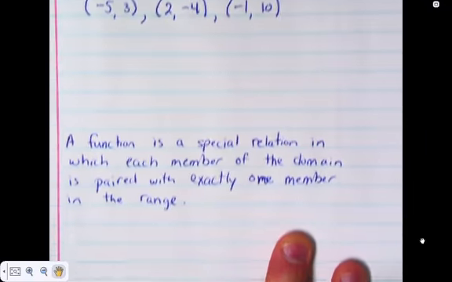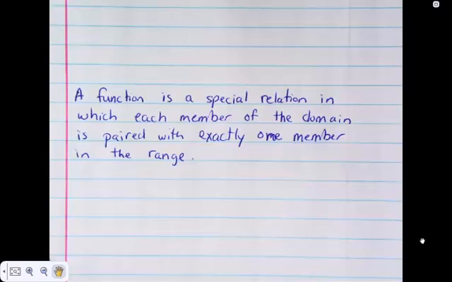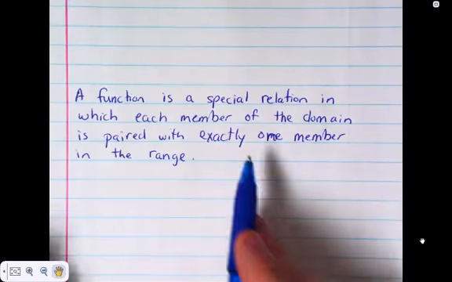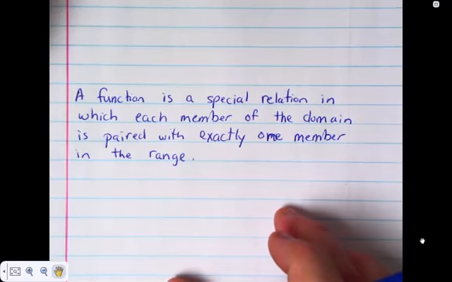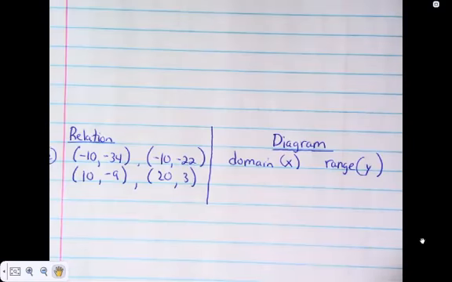Now, a function is a special relation in which each member of the domain is paired with exactly one member of the range. We'll talk about domain and range in just a second, but the keyword is exactly. It's only got to have one match. If it's more than one, then it would not be a function. And we'll talk about that in just a second.